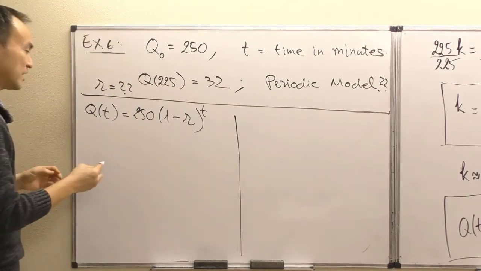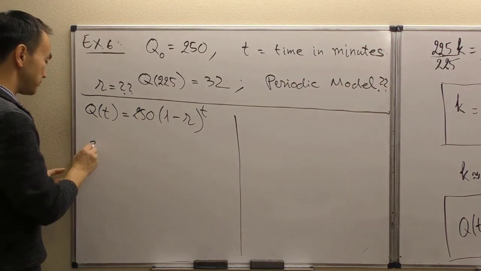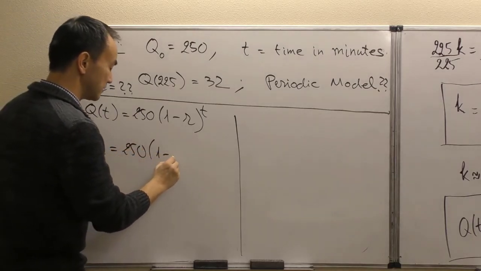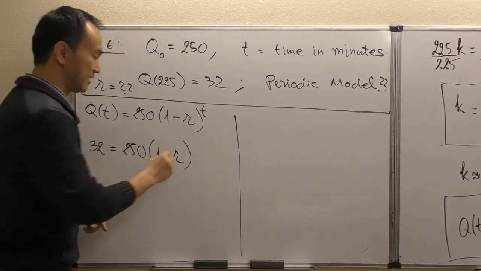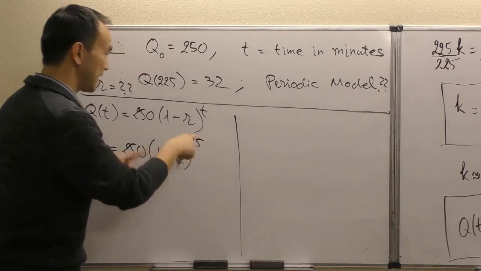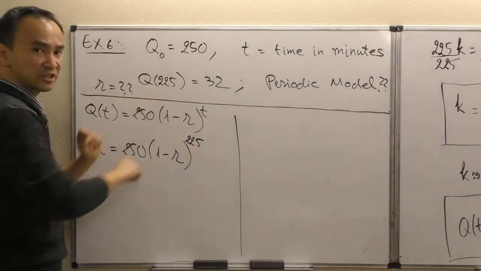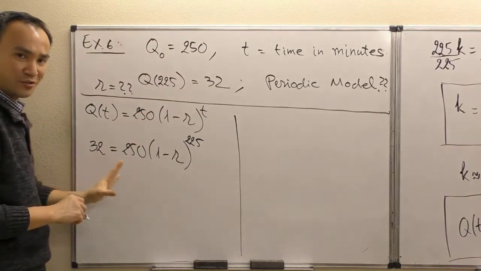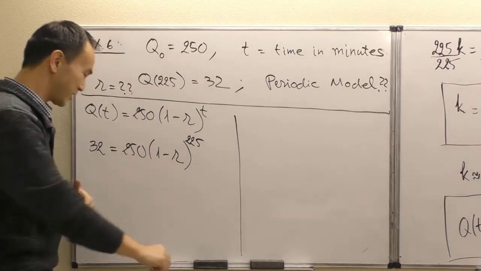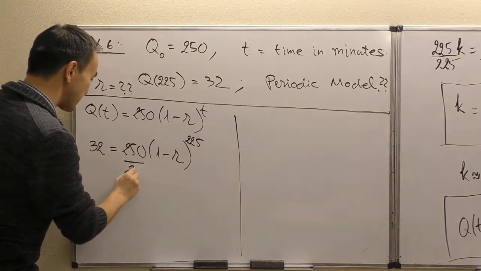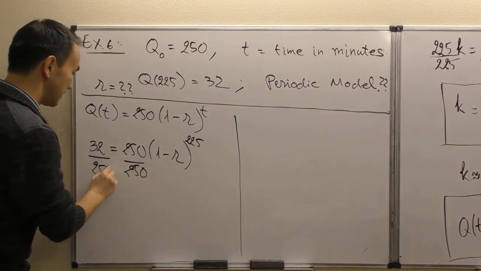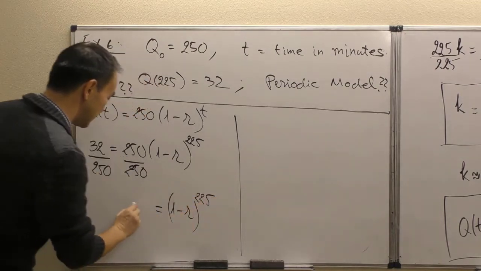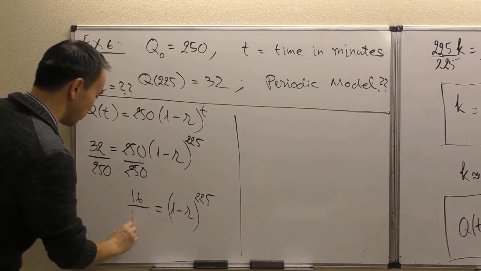So I'm looking at 32 equals 250 times 1 minus r, because r is our unknown, raised to the power of 225, because in this row t equals 225. I substituted that in, and the value at that corresponding time is 32. Now we have an equation to solve, so I'm going to divide both sides by 250, to end up with 1 minus r to the power of 225 equals 16 over 125.